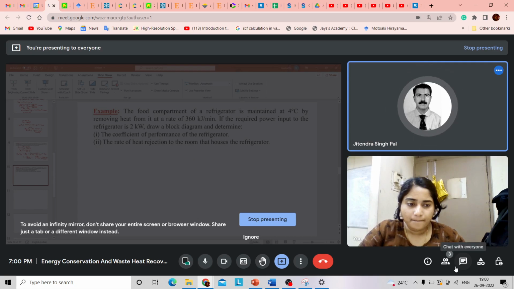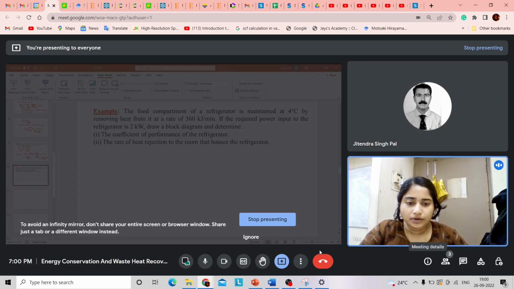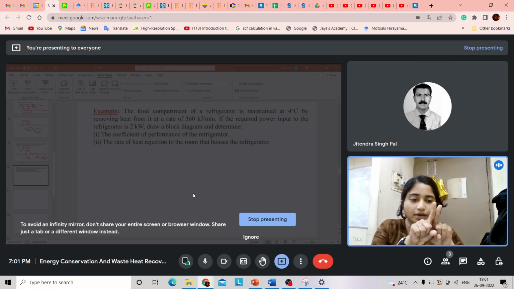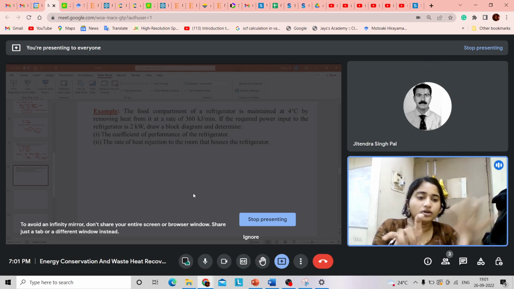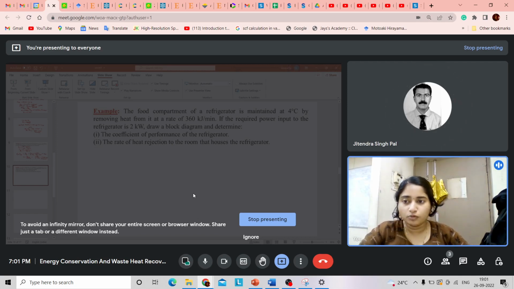Yes, ma'am. Taken. So now we are stopping the session today here. Today we discussed only the heat pump and refrigerator, how to combine both, like the output from the heat engine goes to the heat pump or refrigerator. So for every kind of problem, you have to first draw the diagram, then solve it. Then it will be easy.